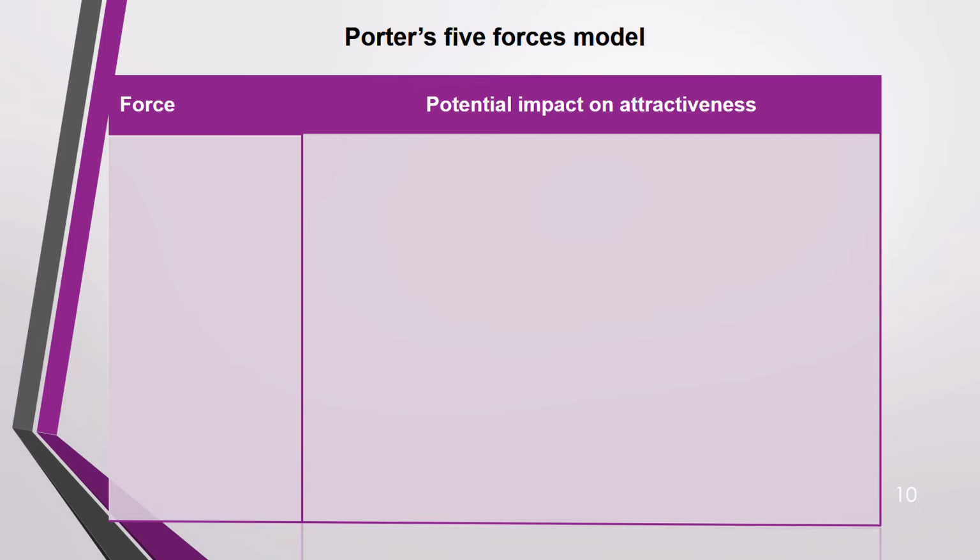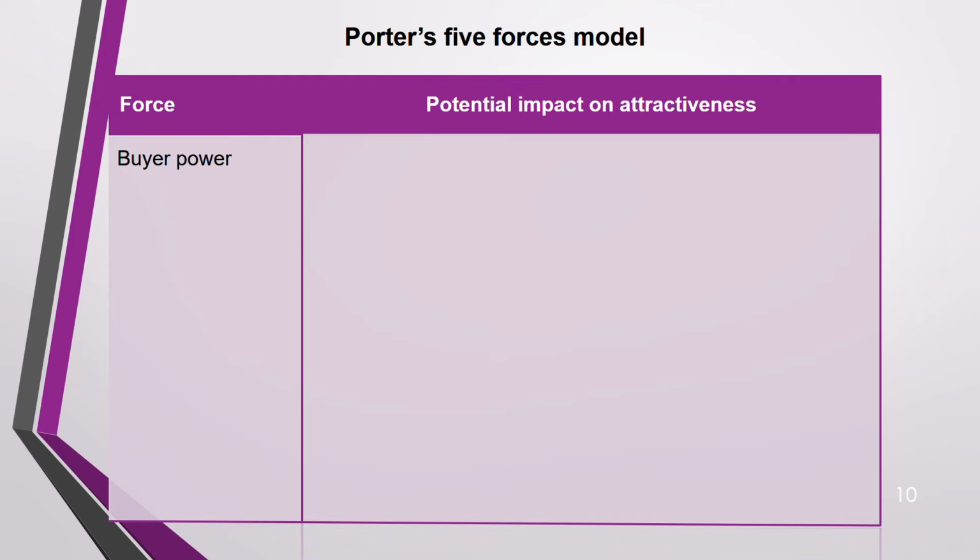So let's start with the next model, that is Porter's five forces model. Here we are going to cover the five forces that have an impact on the attractiveness of the industry. Okay, so the first factor is buyer power. What is the buyer power? Whether it's weak, whether it's strong.